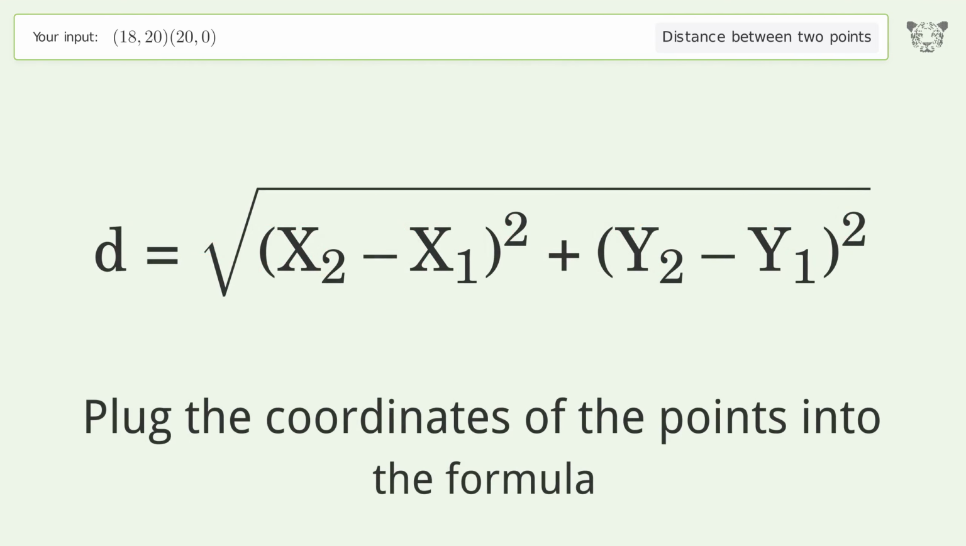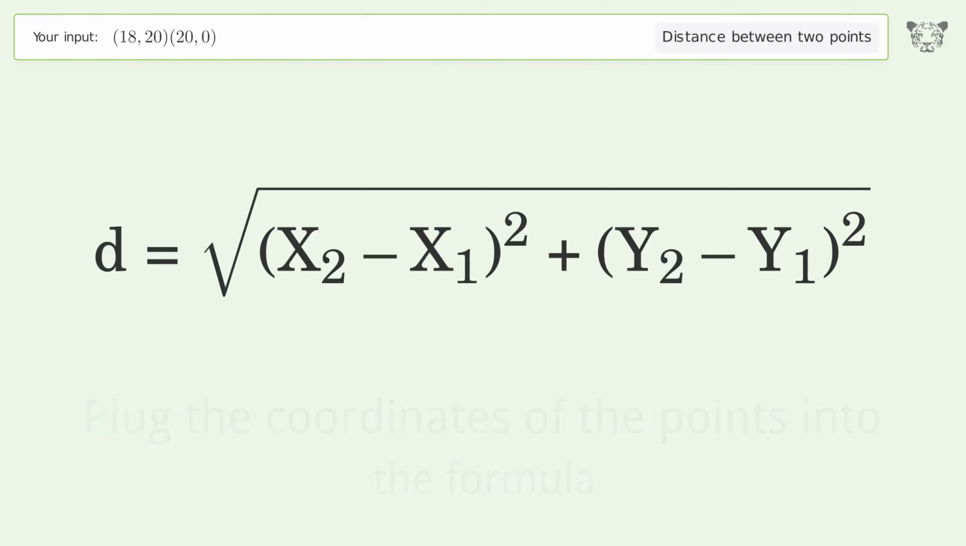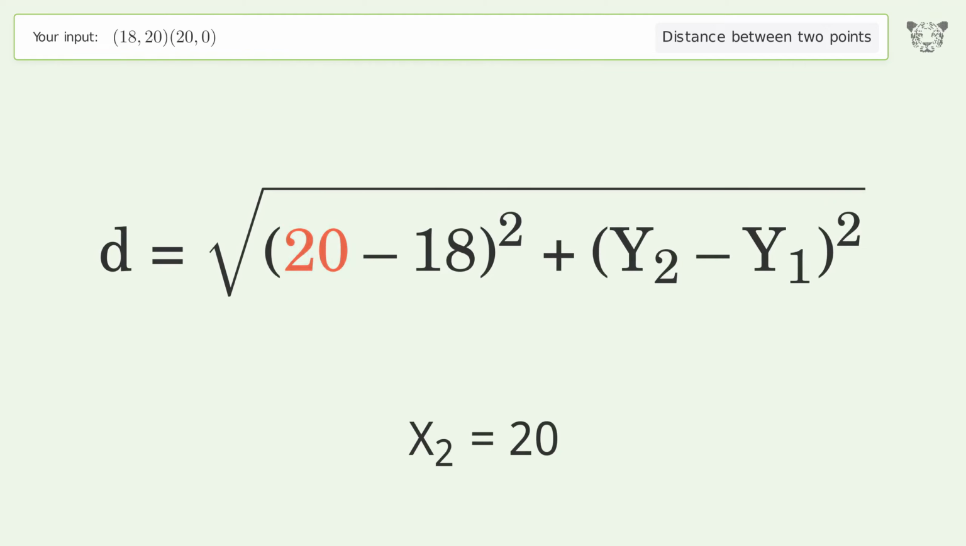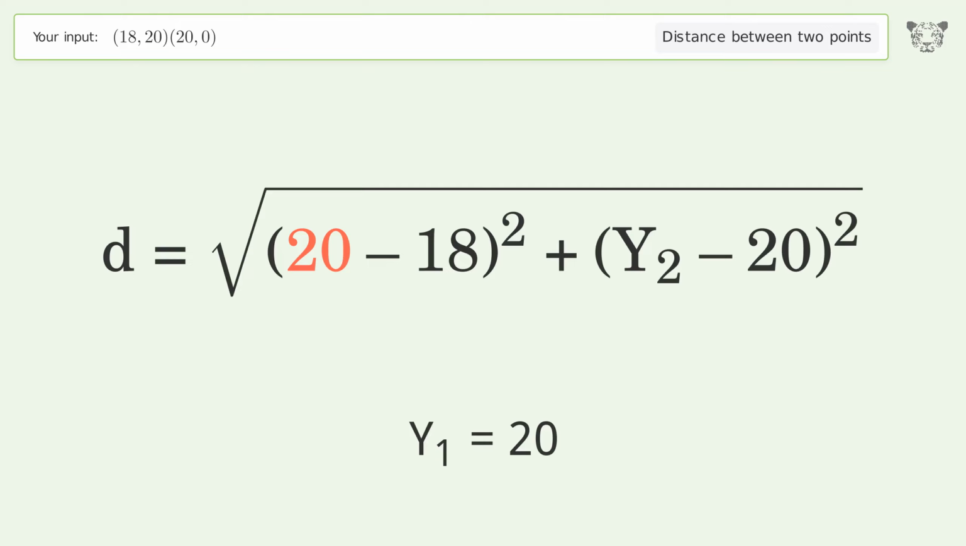Plug the coordinates of the points into the formula. x1 equals 18. x2 equals 20. y1 equals 20. y2 equals 0.